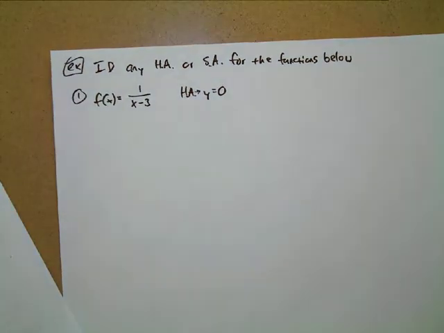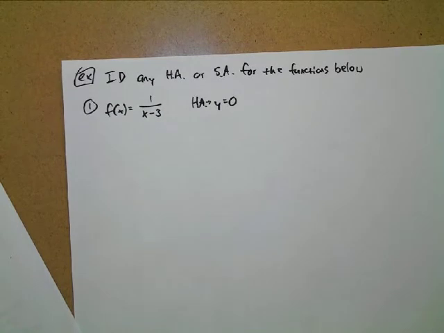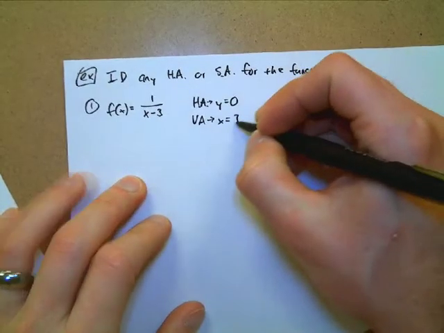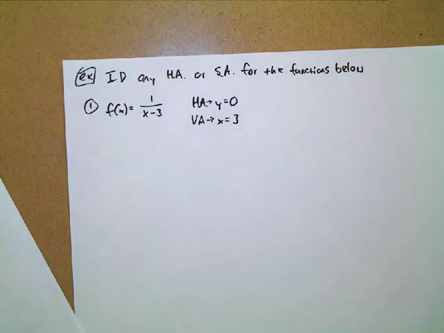Now, while we're doing this analysis, we don't want to forget about all the other stuff we've talked about. So, for example, what x value is restricted from our domain? What x value is not allowed here? 3. Okay, and so therefore we would have a vertical asymptote at x equals 3. Because that 3 is not going to give us 0 over 0. It's going to give us 1 divided by 0 when I plug in 3.